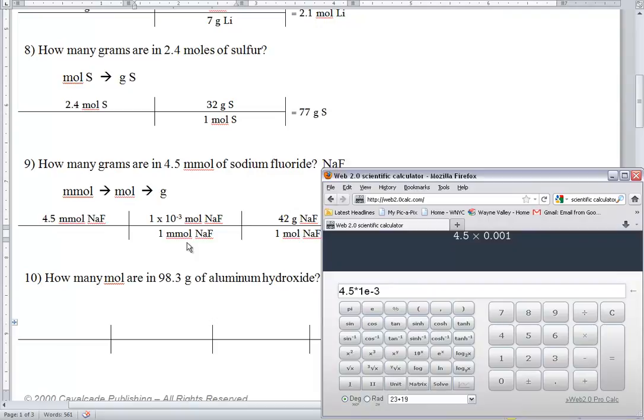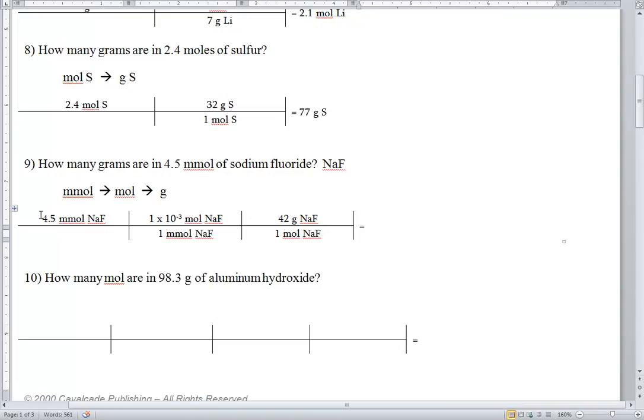Divided by 1 is the same thing, we'll skip that. So then next function I'm going to do is multiply by 42. That's my top number. Okay, and then divide by the bottom number, which is 1, so I can skip that. And my final answer is going to be 0.189. Now, take a look at sig figs. Our beginning number has 2. This right here is a conversion factor, so that's infinite. This right here is a conversion factor, so that's infinite. So I have to round to 2 significant figures.